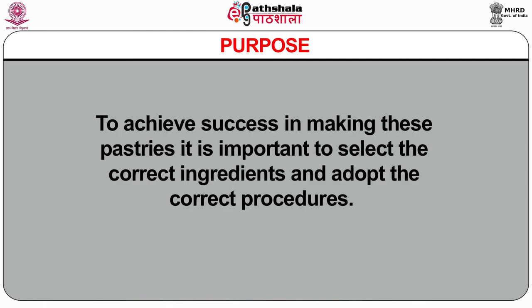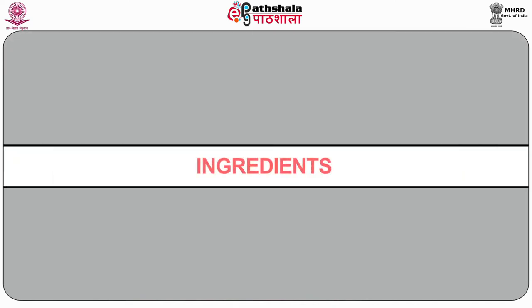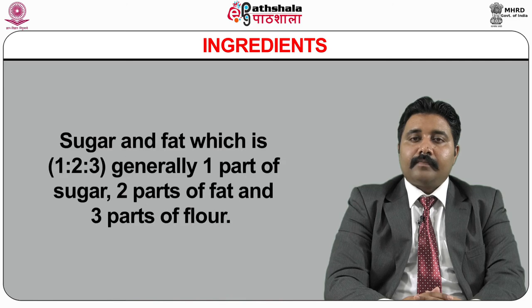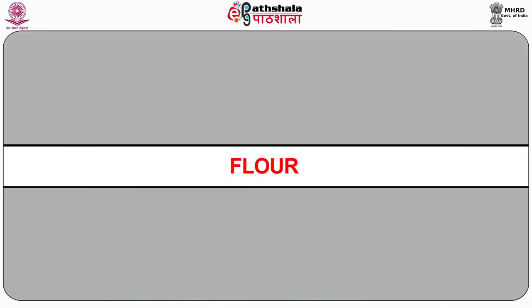To achieve success in making these pastries, it is important to select the correct ingredients and adopt the correct procedures. Ingredients. The recipe for a sweet and short pastry includes flour, sugar and fat in the regular proportion of 1:2:3. Generally, 1 part of sugar, 2 parts of fat and 3 parts of flour. Flour. Use either soft flour or a blend of hard and soft flour.